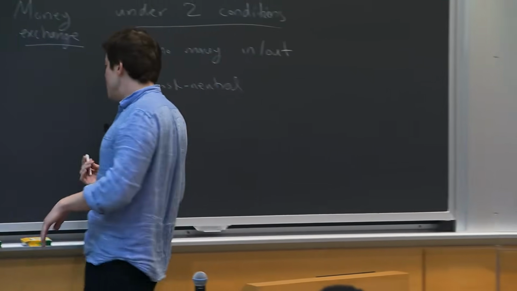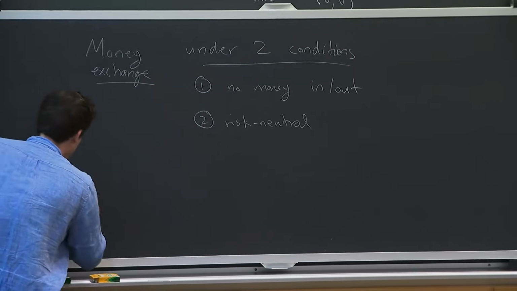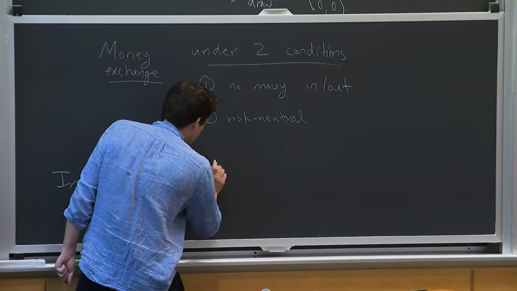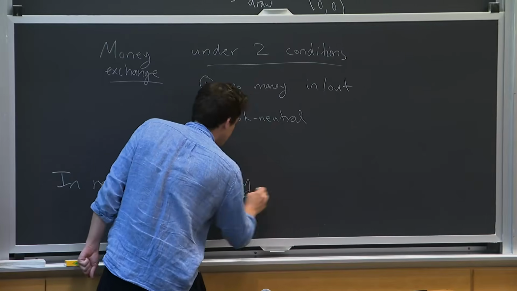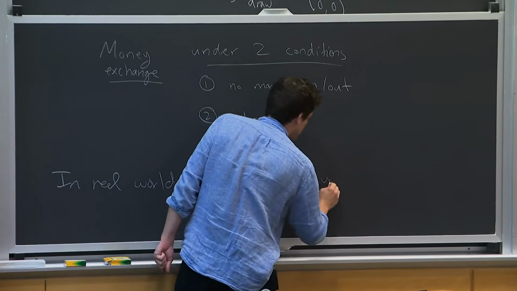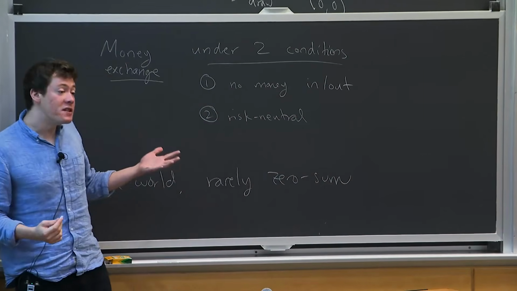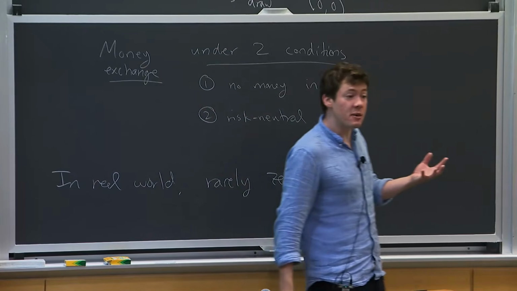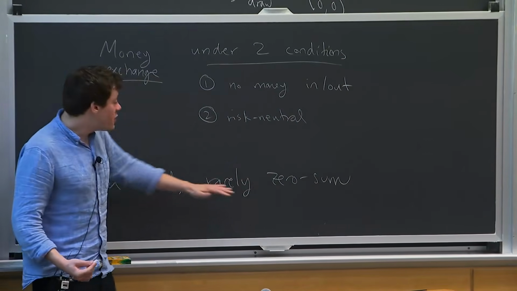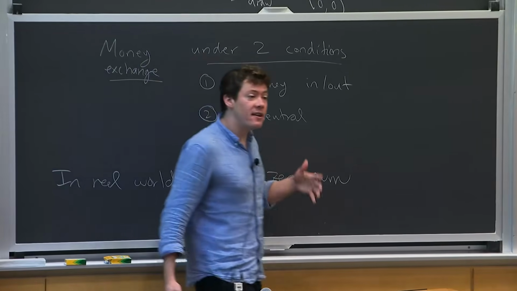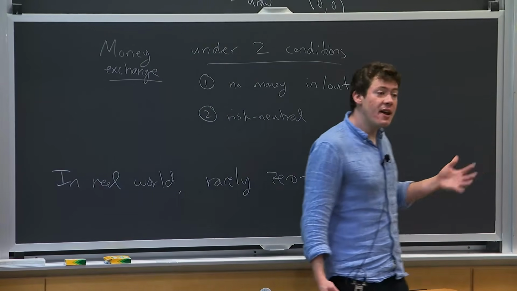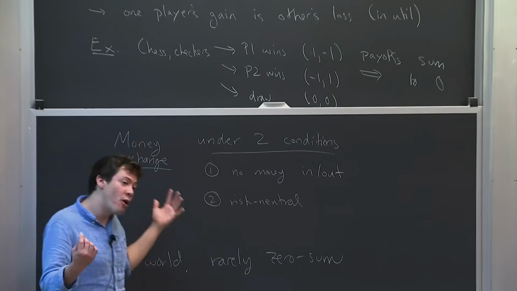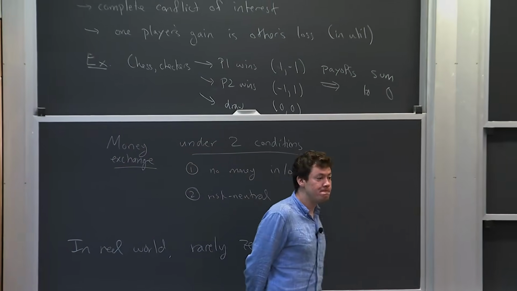So I'll say maybe in the real world, things are often not zero-sum. Maybe I'll say rarely zero-sum. And that's why game theory has moved on a bit beyond zero-sum games and looked at things like Nash equilibrium that can capture non-zero-sum games. But mathematically, zero-sum games have a very nice, elegant theory. So we're going to cover it today. And it does apply to a lot of games like chess and checkers and poker that are relevant to some people.